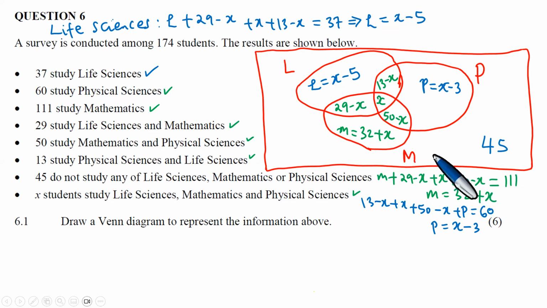Okay. Is the Venn diagram complete? Let's check. The Venn diagram, as drawn here, must have a total of 8 regions. So we need a total of 8 regions. Are all the 8 regions filled in?